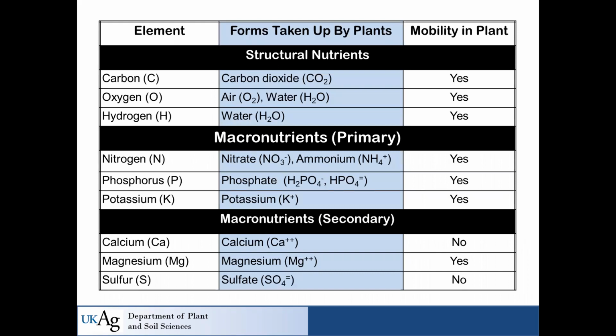We have here a table of the structural nutrients and the primary and secondary macronutrients. And we're going to focus tonight on these ones here that are the primary macronutrients. Nitrogen, in the soil solution, is taken up by plants as either a nitrate anion or an ammonium cation. Phosphate, there are two anions, negatively charged species, that are taken up by plants. And then potassium is taken up as the cation.